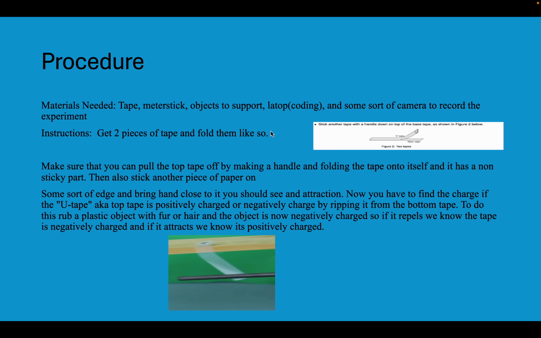Procedure: we need tape, a meter stick, objects to support, a laptop for coding, and some sort of camera to record the experiment. The procedure is the same as Lab 1. You're just getting a bottom tape, ripping it off, and a top tape, and ripping the top one off. And then you find out that when you rip it, it negatively charges the tape.